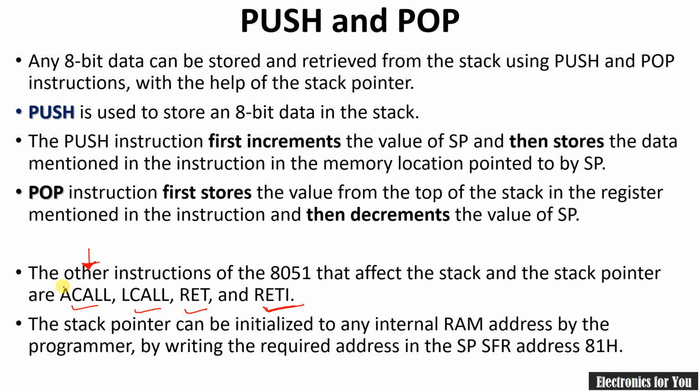The stack pointer can be initialized to any internal RAM address by the programmer by writing the required address in the stack pointer special function register address 81H. As I have already told, the address of the stack pointer for 8051 is 81H, and the stack pointer can be initialized using this address, for example, MOV 81H, #30H. It means that we have stored 30H in 81H, and likewise.